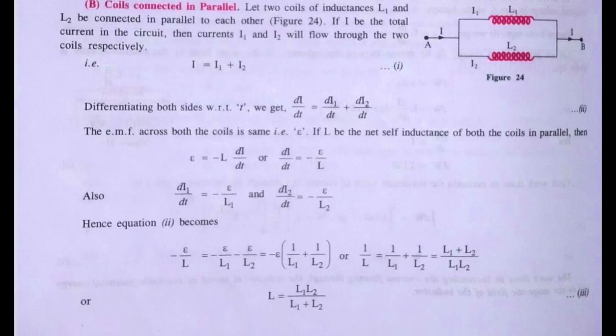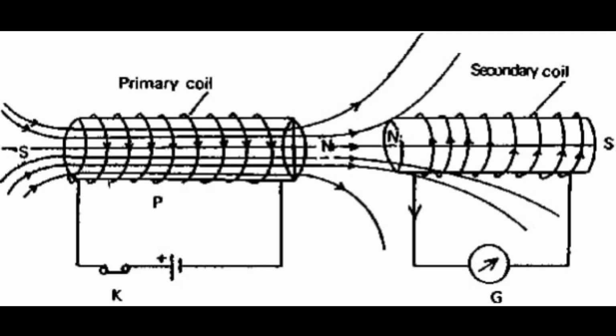So for the parallel combination, L is equal to L1 L2 divided by L1 plus L2. After self-induction, the next topic is mutual induction. In the given figure, you can see we have a coil which is connected to a battery through the key. This coil is called the primary coil and is named with the capital letter P. Another coil placed near the primary coil and connected to the galvanometer is called the secondary coil.